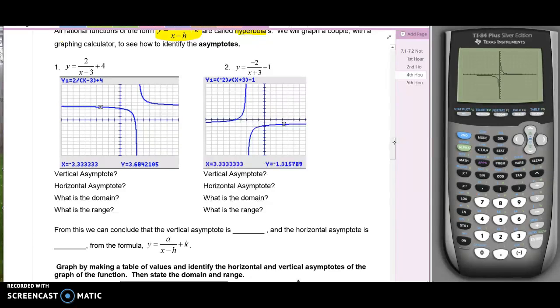So to find the vertical asymptote, you're basically looking for the vertical line where the left part of the graph gets really, really close to but doesn't cross, and the right part of the graph comes up really close to but doesn't touch and doesn't cross. So dash in where that vertical asymptote is, and it looks like it is at x equals 3.